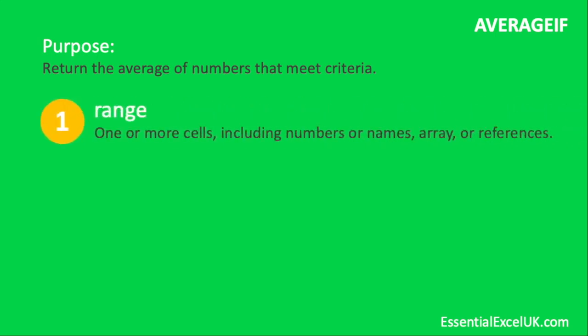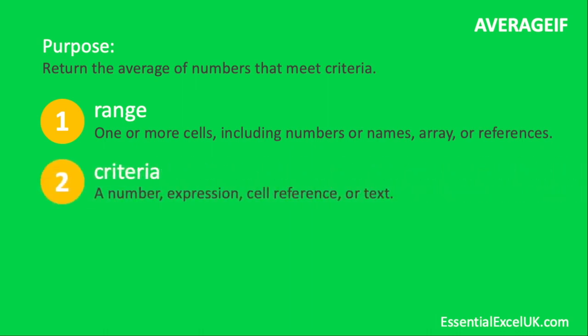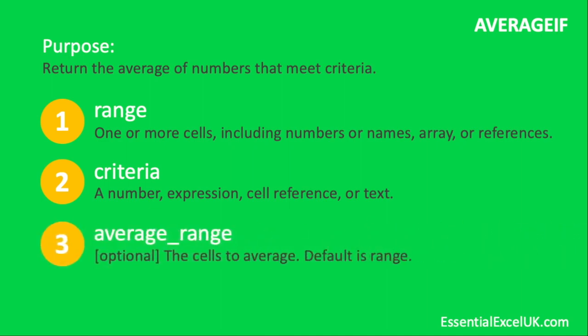So what makes up the function? The first part is the range. This is one or more cells, including numbers or names, arrays or references. The second part is the criteria. This is a number, expression, cell reference or text. This is the criteria that we wish to use to formulate our average upon. The third and final piece is the average range. This is optional. This is the range that has the cells that we wish to be averaged. If we do not put in an average range in this third part, the default will just look at the first part, the range.